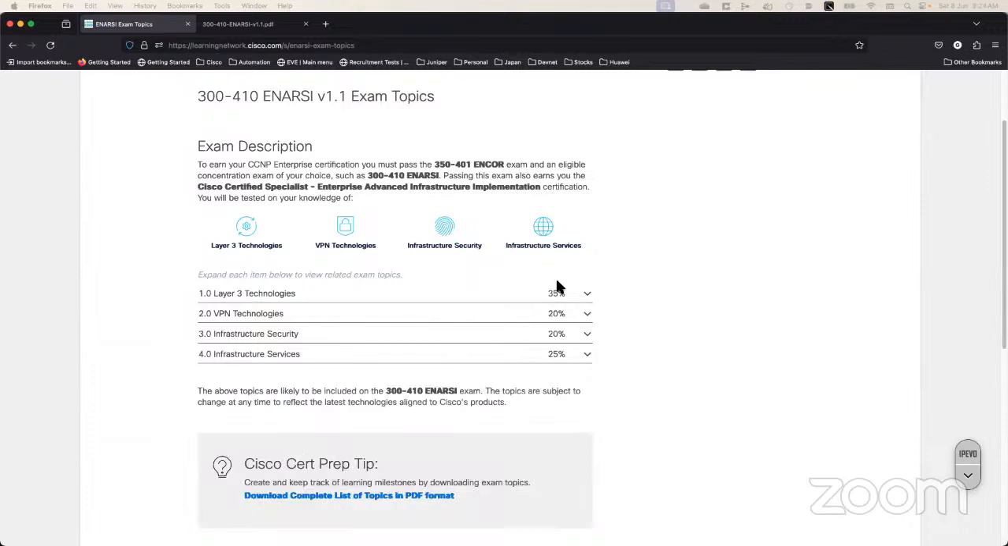The question percentage is also defined by Cisco: 35% of the questions you will get from layer 3 technologies, 20% questions you'll get from VPN technologies. Similarly over here. I believe in your actual exam, you'll be getting 90 questions in total, and this is the bifurcation of different modules that you can expect in your exam.